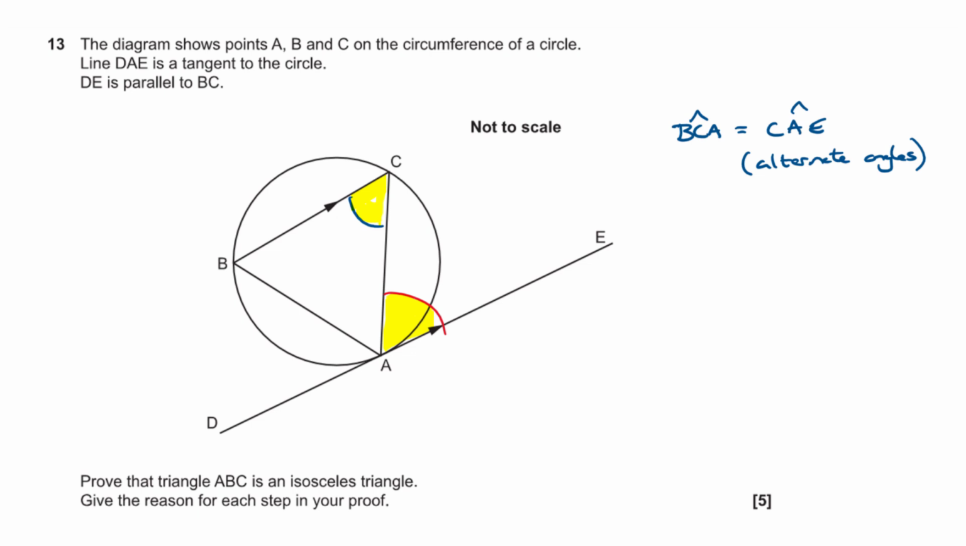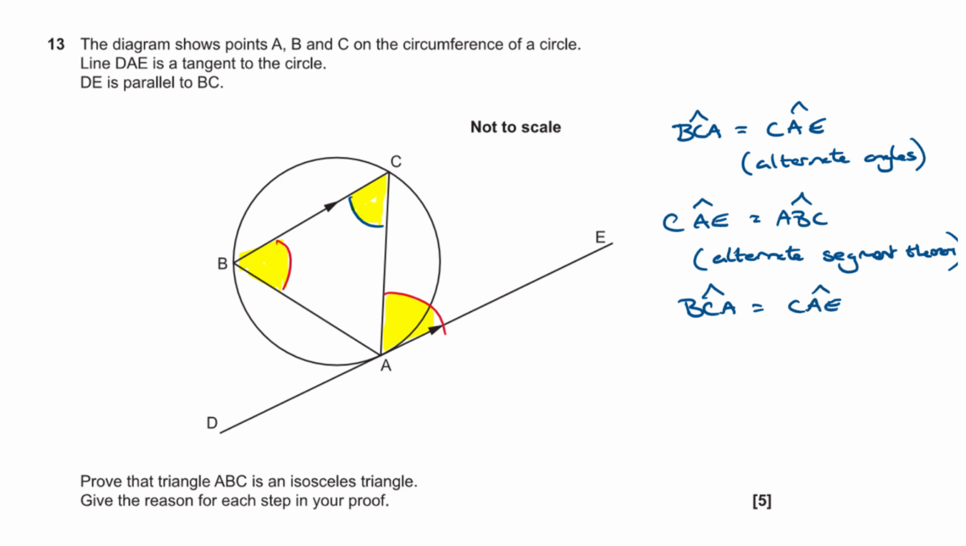Okay? And then what can I say? I can say, but CAE is equal to, well, next thing we said was this angle here is the same thing as this one up here, isn't it? So the angle between the tangent and the chord is equal to the angle drawn in the alternate segment. So that angle there, look, is equal to that one. So CAE is equal to ABC. And we know that from the alternate segment theorem. Okay, alternate segment theorem. Now, so that tells me that BCA equals CAE, which equals ABC.